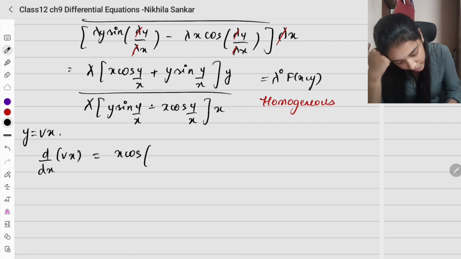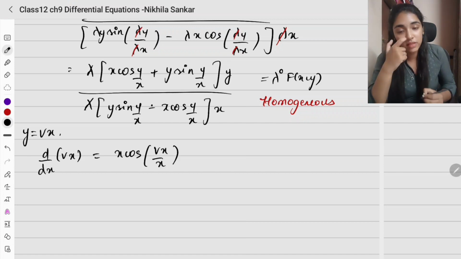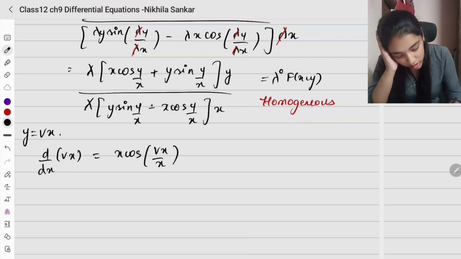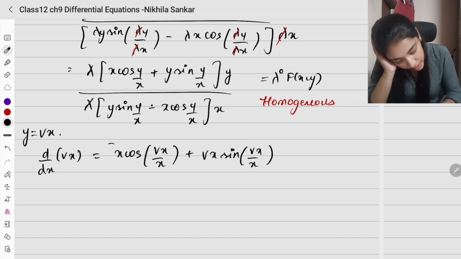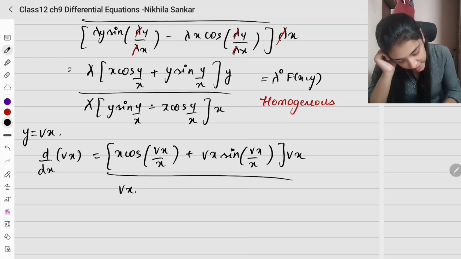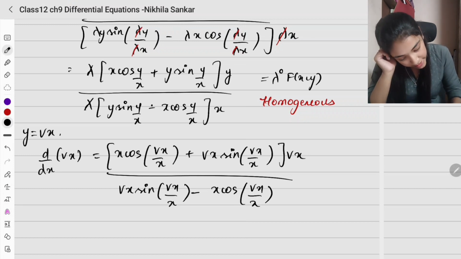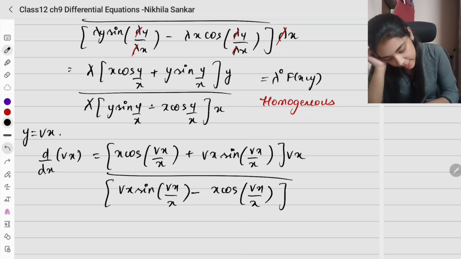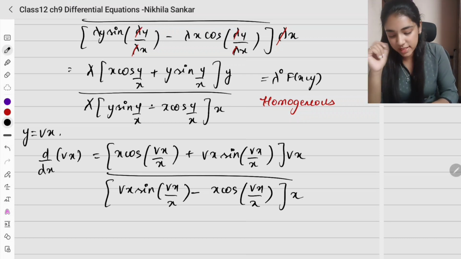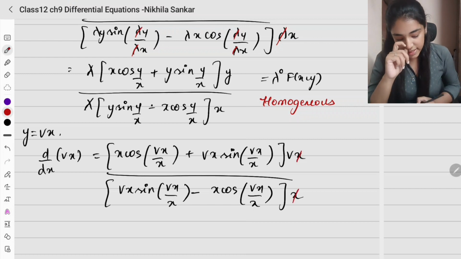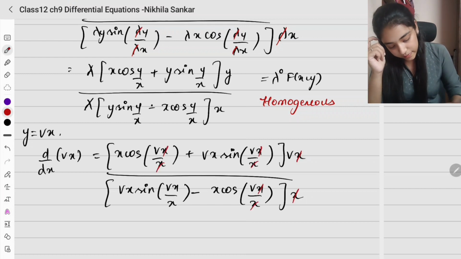x cos of vx divided by x, put a bracket. This is the angle inside the cos, it is theta. Okay, plus, for y we have to put vx, right? vx sin vx by x, the whole multiplication times vx, the whole divided by vx sin vx by x minus x cos vx by x times x. In this place, will this x and this x cancel? The x here and the x here is getting cancelled. All the x inside get cancelled.